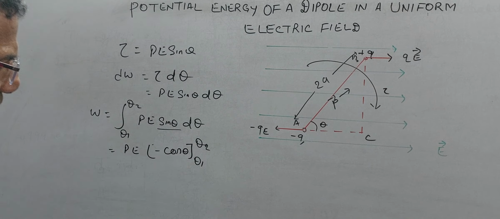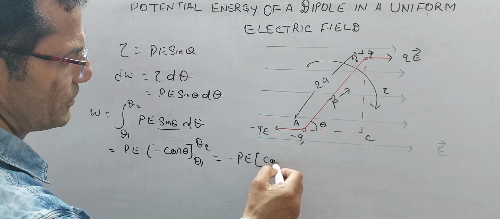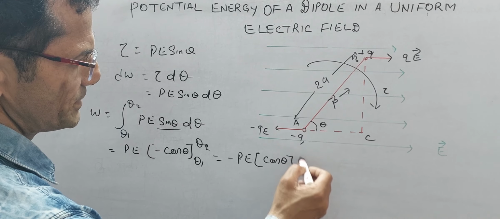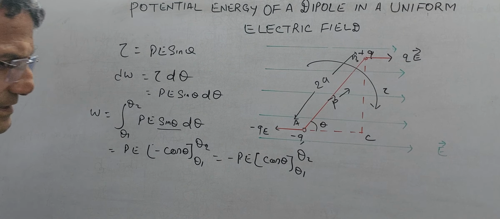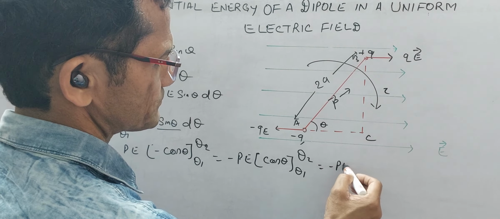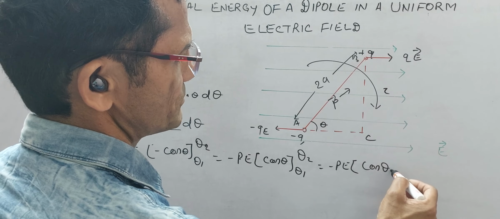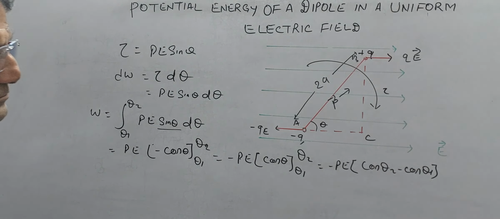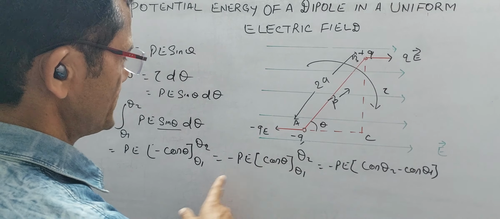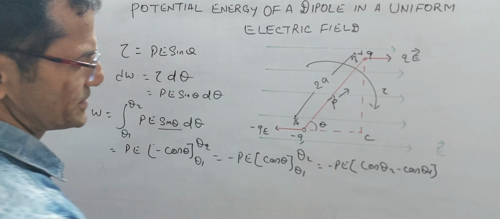If I take the minus sign outside, minus pE, now cos theta, lower limit theta 1. With the help of this definite integration, first put the upper limit, cos theta 2, minus the lower limit, cos theta 1. Now this is our formula for rotating the dipole from the initial angle theta 1 to another angle theta 2.